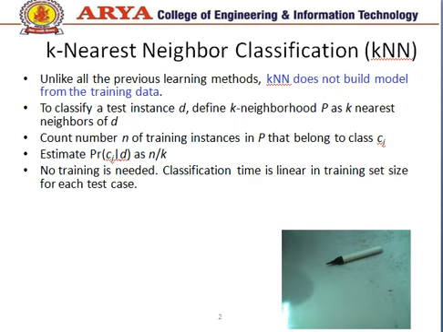K nearest neighbor is one of the simplest machine learning algorithms based on the supervised learning technique. The KNN algorithm assumes the similarity between the new data and available cases and puts the new case into the category that is most similar to the available categories. KNN algorithm stores all the available data and classifies a new data point based on the similarity. Means when new data appears, it can be easily classified into a well-suited category by using the KNN algorithm.